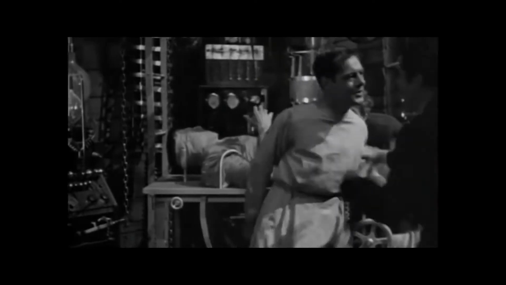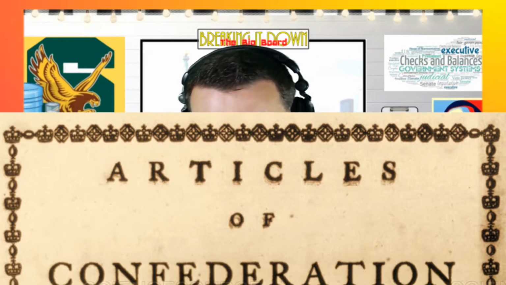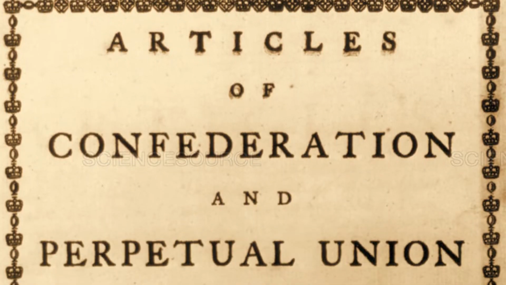Today, we are going to be learning about the Articles of Confederation, which is the Constitution before the Constitution that most people think of.